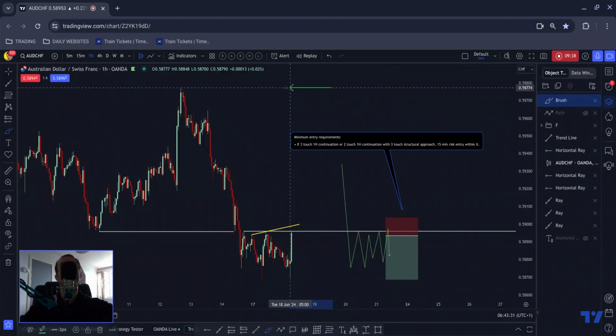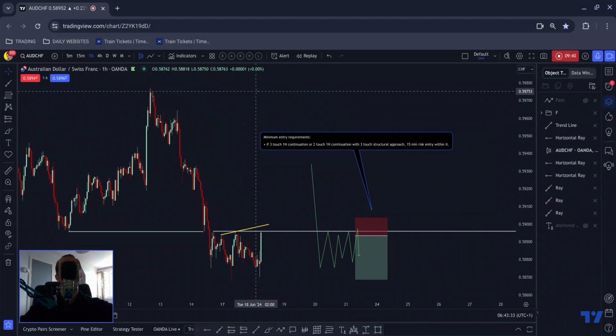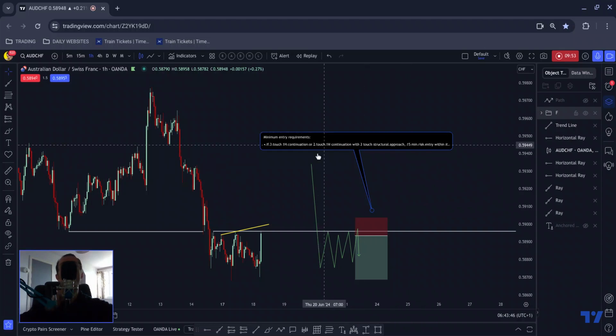is what I've drawn. Okay, so we don't always know exactly what it's going to form, but how it's going to form. But if we get a 3-touch 1 hour continuation or a 2-touch 1 hour continuation with a 3-touch structural approach, I will look for a 15-minute risk entry within it. Okay, we can see that starting to form now.